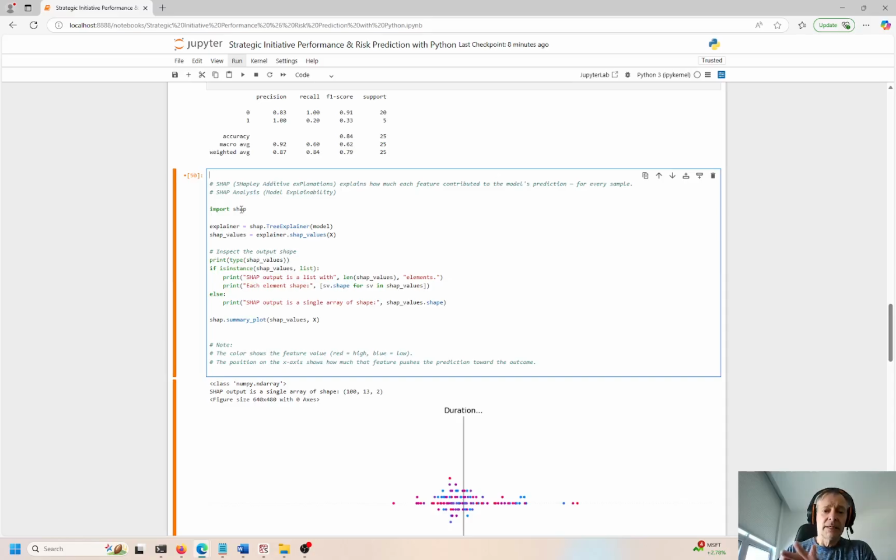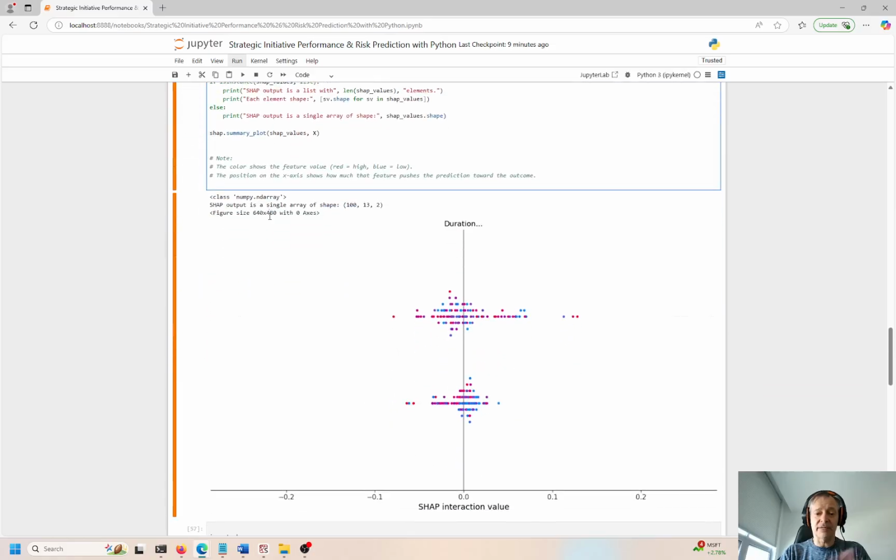And the color shows the feature, okay? So red is high and blue is low. The position on the x-axis shows how much the feature pushes the prediction towards the outcome, right? So over to the right is more of a predictor, and over to the left is more of a predictor. You can see there's kind of a combination. It's kind of a clustering effect around the duration of the project, right? Again, red is high and blue is low. And the duration of the project matters a lot.